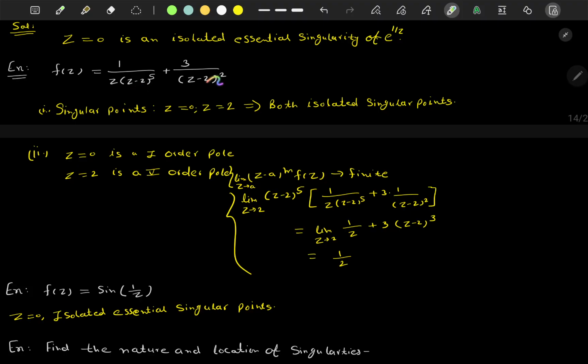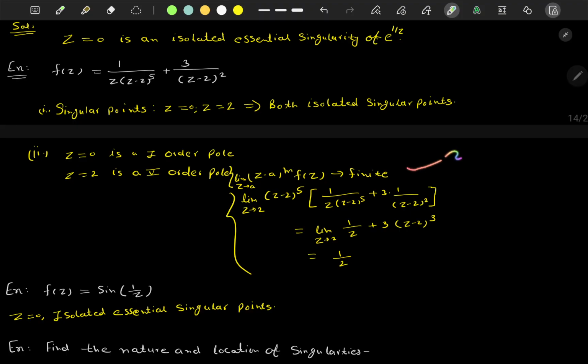Now why are we taking the 5th order and not order 2? Because in order to define its limit we need z minus 2 raised to the power 5, and it will cancel out the denominator. So in order to find the limit we will use z minus 2 raised to the power 5. That's why, for the limit of that function to exist, we need a 5th order pole. That's why z minus 2 is a 5th order pole.